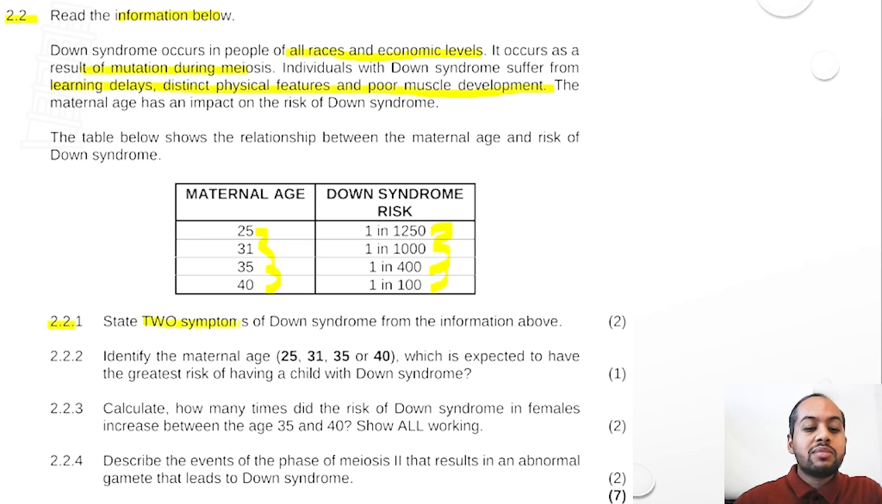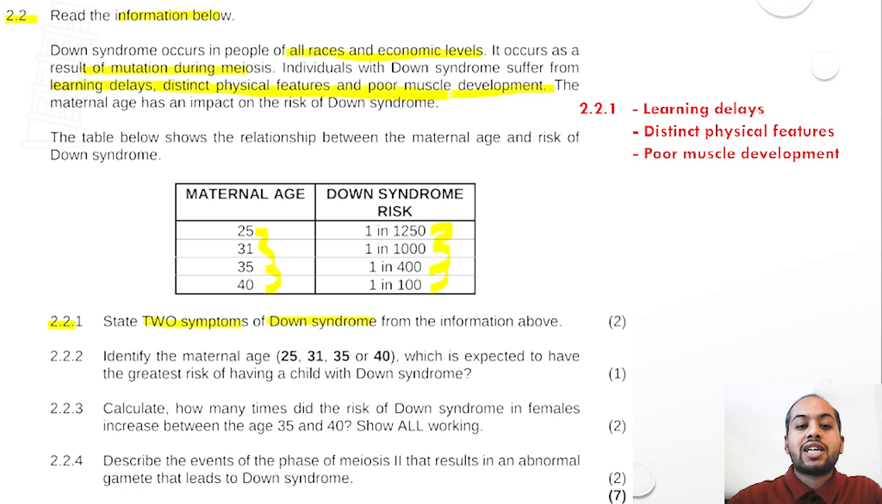2.2.1 says state 2 symptoms of Down syndrome from the information above. So you have the symptoms listed here. You can simply say learning delays, distinct physical features, and poor muscle development. Then 2.2.2 says identify the maternal age, is it 25, 31, 35, or 40, which is expected to have the greatest risk of having a child with Down syndrome, for 1 mark. So we look at the highest possible risk, which is 1 in 100, and the age is going to be 40. Therefore, the answer is 40.